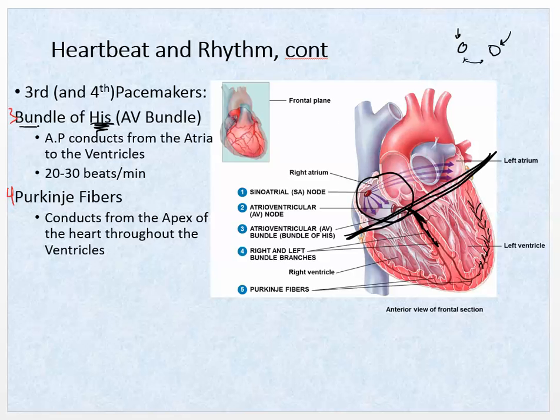So if you look here, the third pacemaker is the AV bundle, and it depolarizes about 20 to 30 beats per minute.